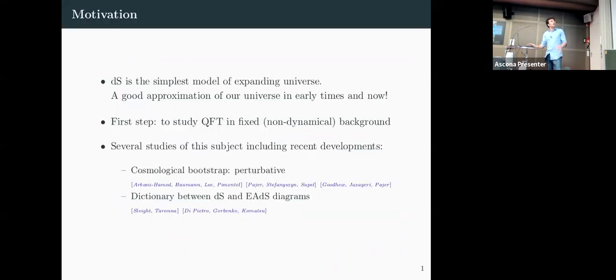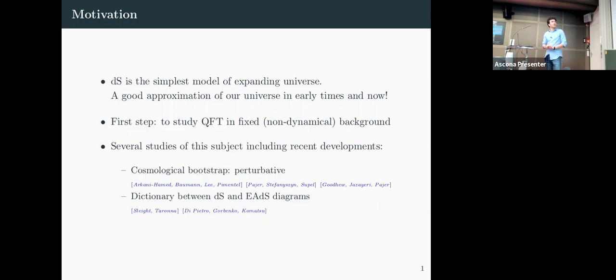So let me start with a very brief motivation: de Sitter is the simplest model for an expanding universe. It's a good approximation of the early-time universe, inflation, and even now. There have been a lot of studies in this context, but there are still some remaining basic questions about quantum field theory in the fixed, non-dynamical background of de Sitter. Some of them I mention here.